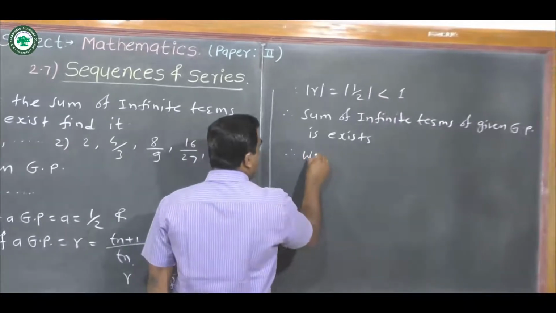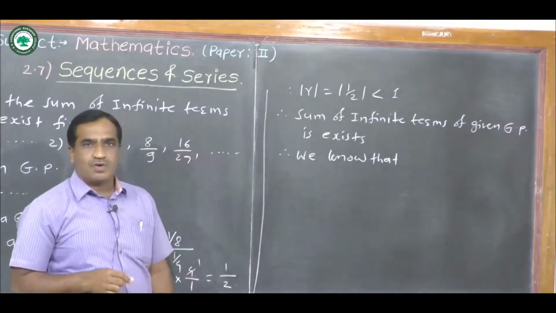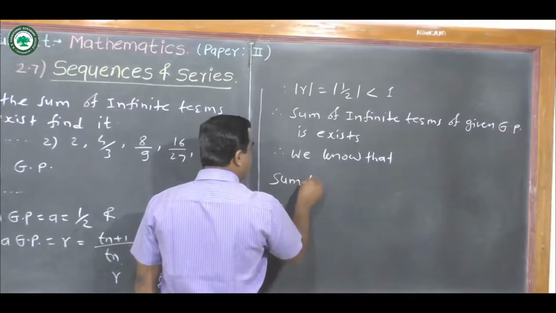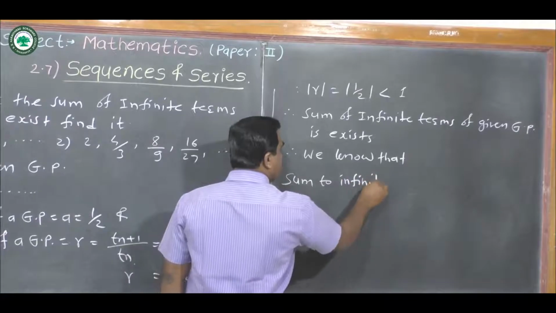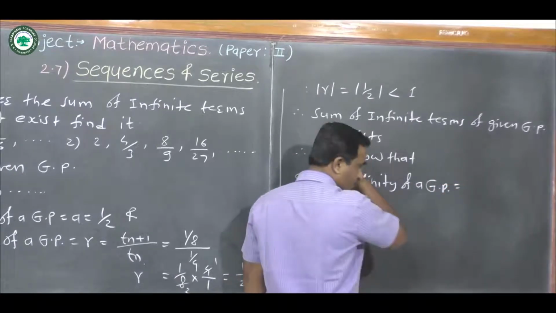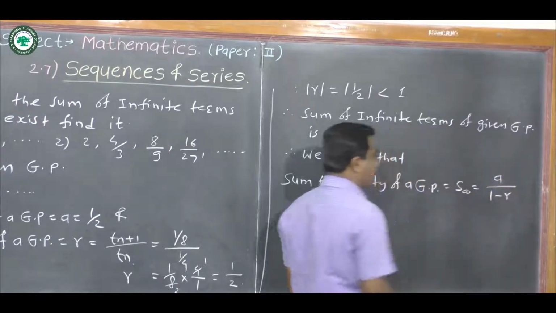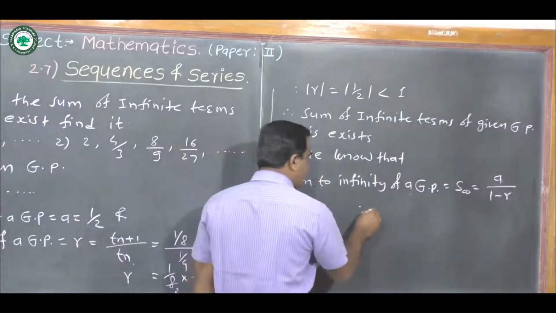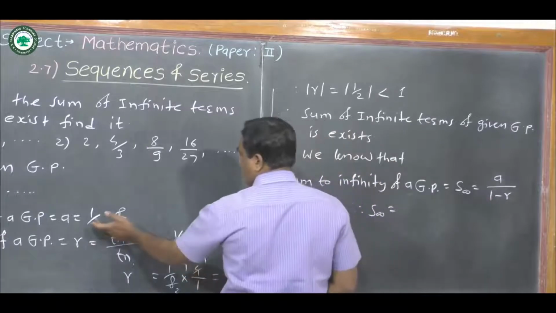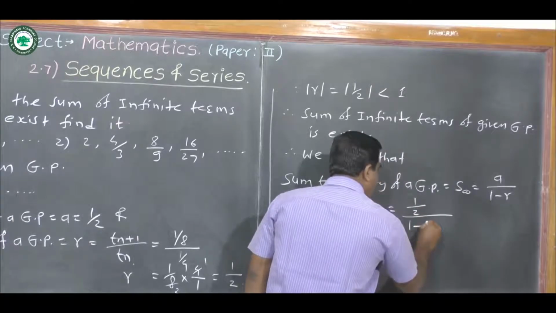Therefore, we know that the sum of infinite terms of a geometric progression, which means the sum to infinity of a GP, is equal to, we say S infinity or S only, equal to A upon 1 minus R. Therefore S infinity is equal to, putting the values of A and R, A is equal to 1 by 2, R is also equal to 1 by 2, so 1 by 2 upon 1 minus 1 by 2.